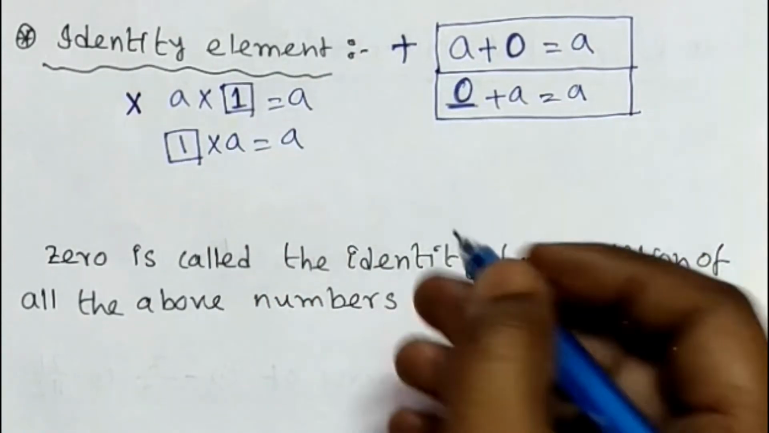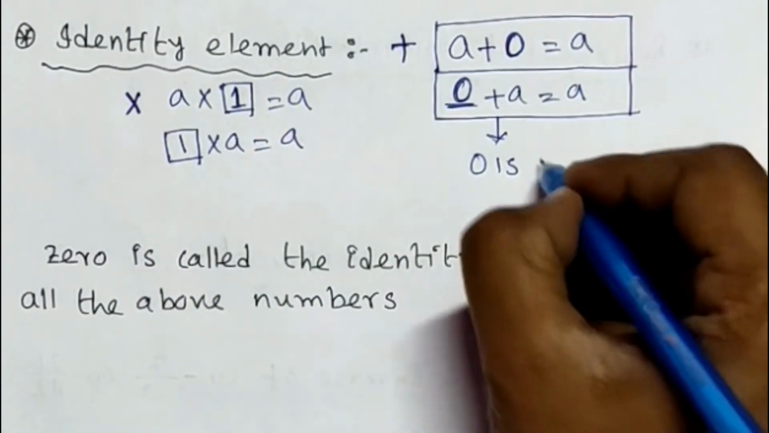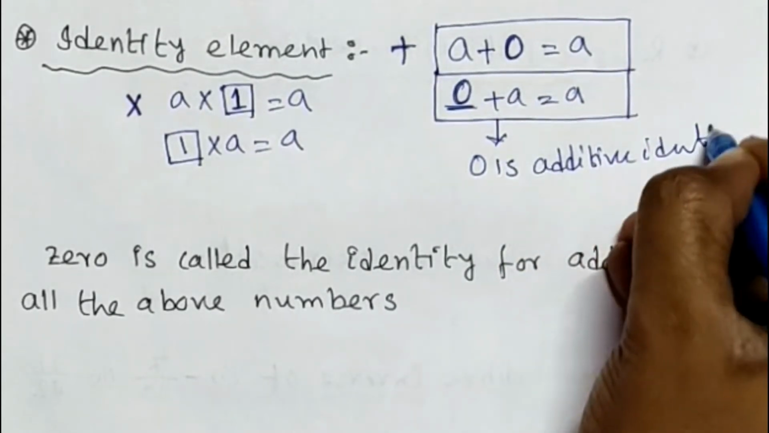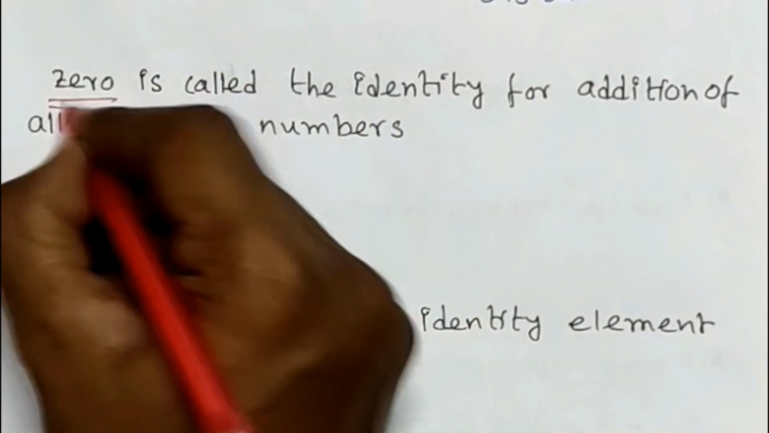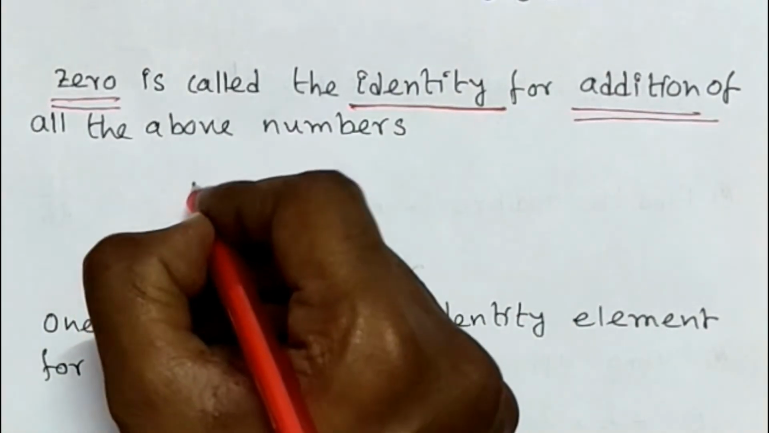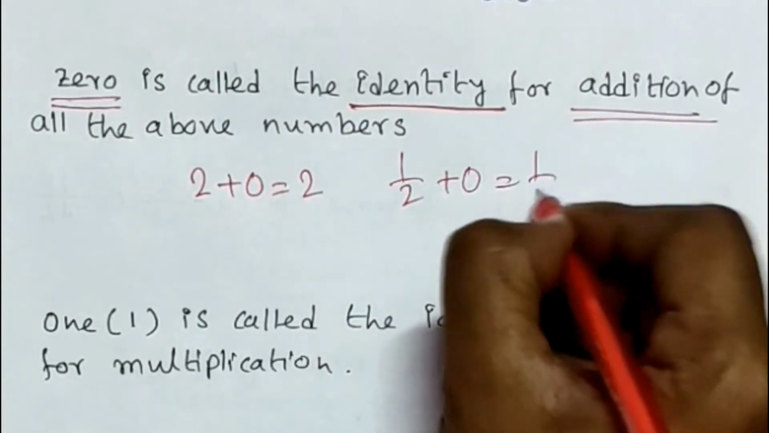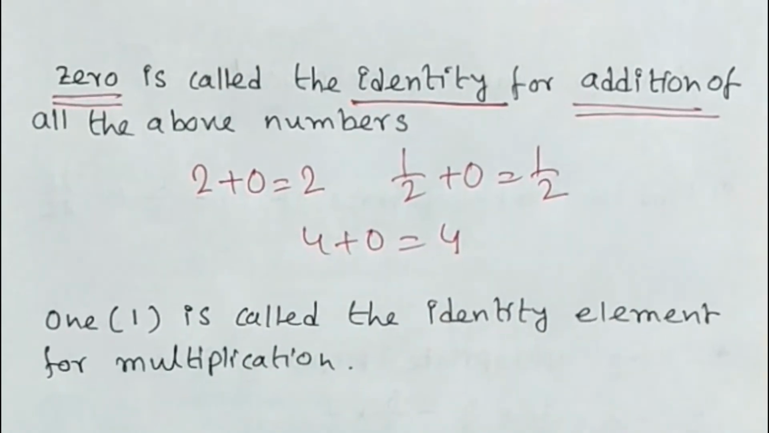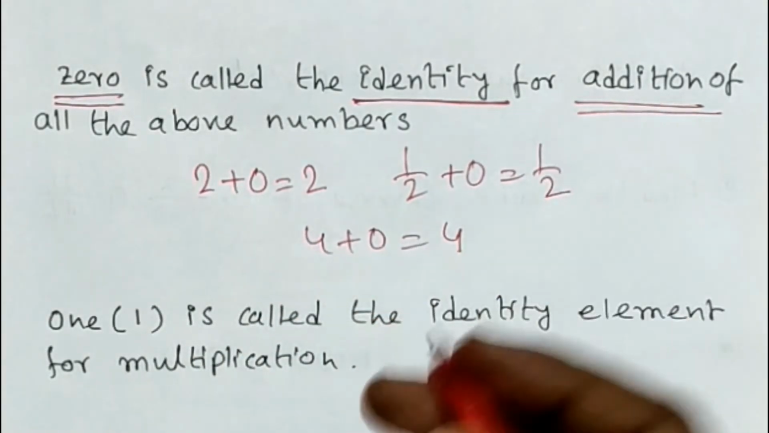Okay, clear? Here we say that 0 is the additive identity. Clear? So look, 0 is called the identity for addition. That is, suppose 2 plus 0 equals 2. 1 by 2 plus 0 is also half. 4 plus 0 equals 4. So 0 is called the identity element for addition.